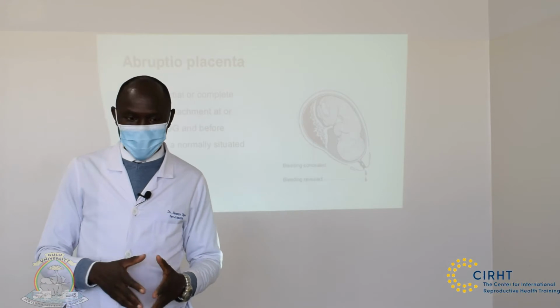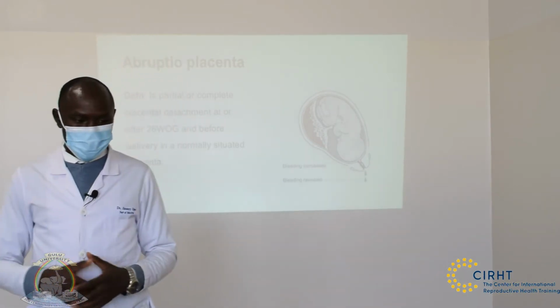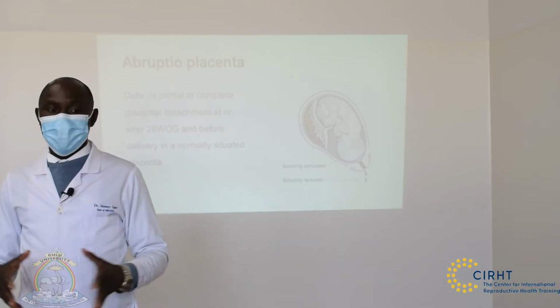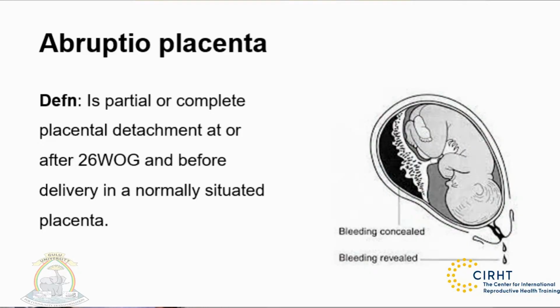Yes, thank you. Now let us have a look at placenta abruptio. Sometimes we prefer to call it abruptio placenta. This can be defined as partial or incomplete placental detachment at or after 26 weeks of gestation and before delivery in a normally situated placenta.